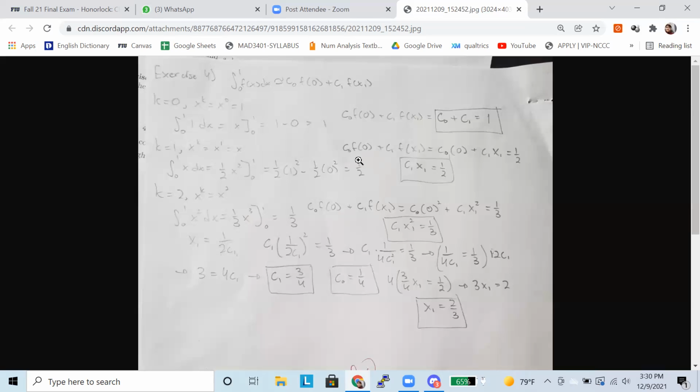Oh, okay. So for example, since 1 is a constant, f of 0 just gives you 1. And then since f of x is x, when you plug in 0, it just gives you 0. So that's why it's 0. Okay, I understand now. It's because remember, how we did it in class was different.